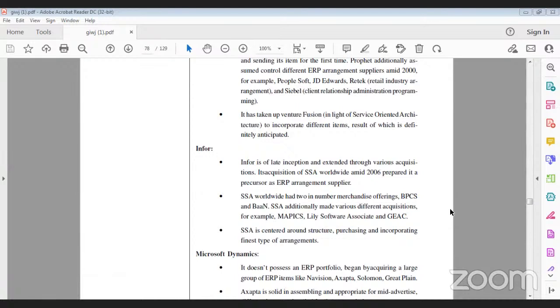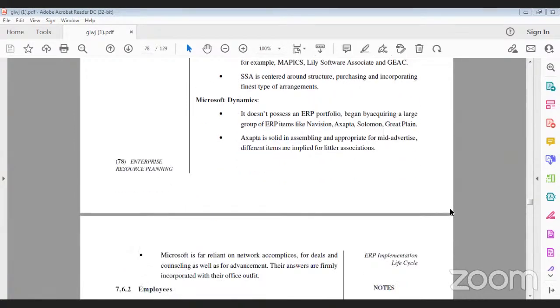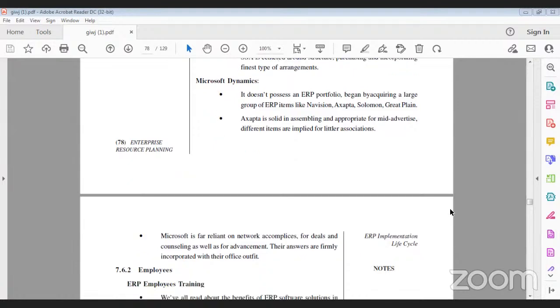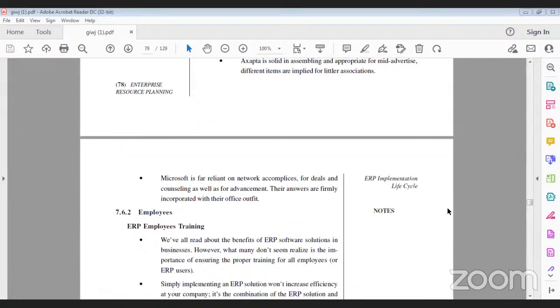Then the next point is that Microsoft has a brilliant network of compliance for dealing and counseling as well as advancement. Their answers are firmly incorporated with their offering and office outfit also. Then the next point is employees here. Employees must be taken into account. That is employees' ERP training here.